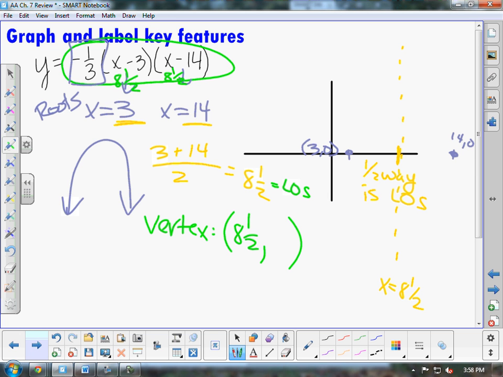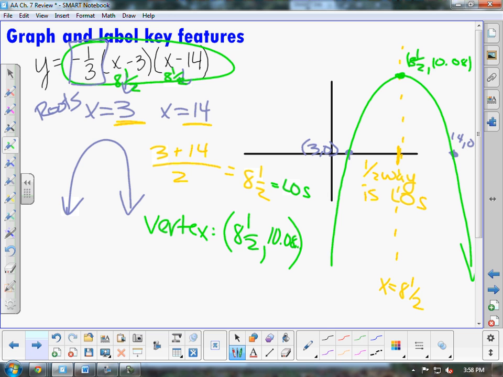And when you do that, you will get 10.08 and things. And so our vertex is going to be up here at 8 and 1/2, 10.08, and so our parabola would look like this. And that is pretty much enough information for it. The other place that you could find on this particular parabola would be down here where it crosses the y-axis.